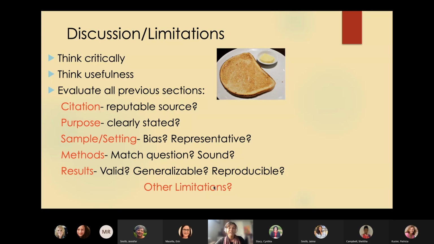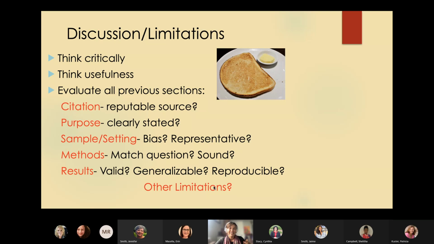Is this a reputable source? Is this like a pay-for-play journal? Was the purpose clearly stated? And if it wasn't, what's going on here? And for the sample and setting, was there bias? Is it representative? Again, are these American children? Are these rural Dutch children? It matters. And the methods, did it match, and is it sound? Now that you see the assertions they're making in the discussion, you get a chance to see the holes in the method and say, why didn't they do focus groups? Why did they just do surveys?